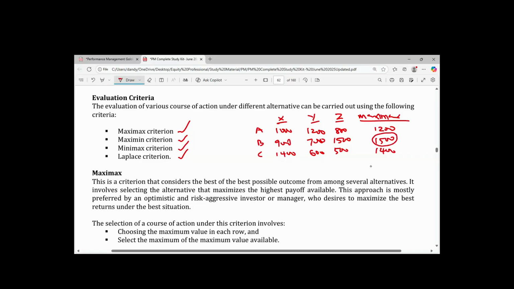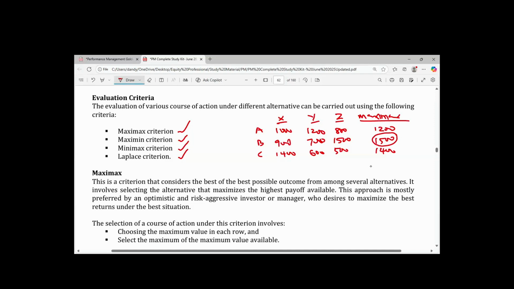So this is the Maximax rule. It is a criterion that considers the best of the best, the maximum of the maximum possible outcome from among different alternatives, and it is mostly preferred by an optimistic decision maker. So that is what you need to do under Maximax.